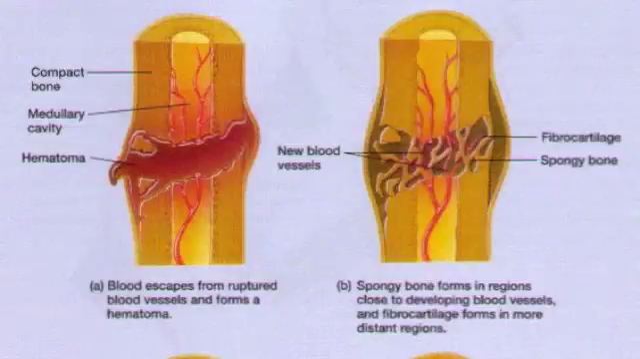Alright, so today we're going to talk about bone repair. There are four major stages of bone repair. The first one that we're going to talk about is indirect healing.